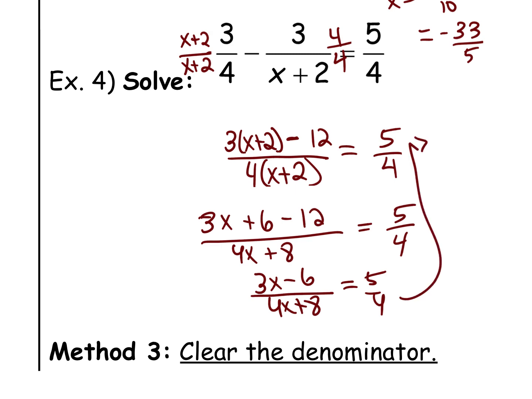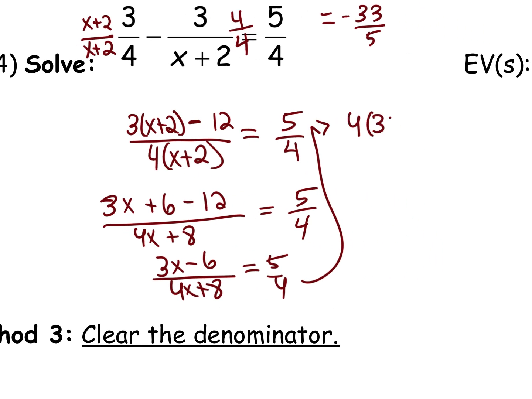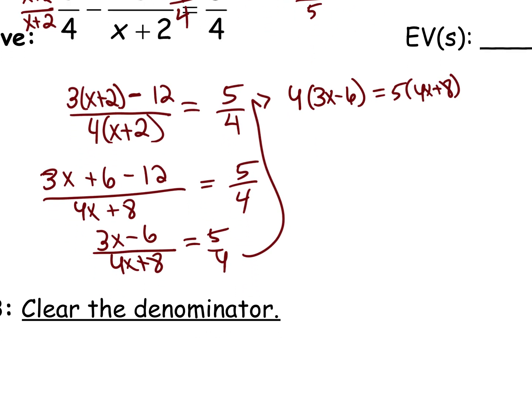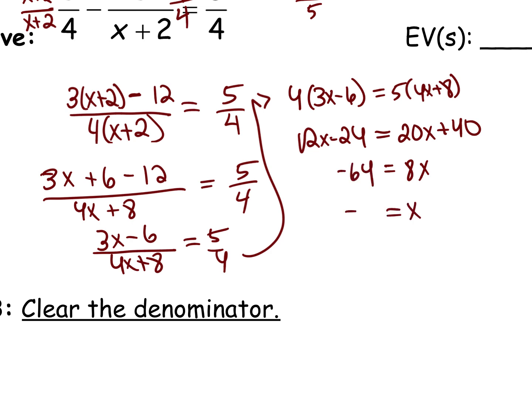So that means I would go 4 times (3x − 6) equals 5 times (4x + 8). What do we get when we multiply 4 times that stuff? Good. And what do we get when we multiply 5 times that stuff? So then we're going to go ahead and subtract our x and get it down to 8x. We could subtract our 40 and we get it to negative 64. So x equals negative 8.